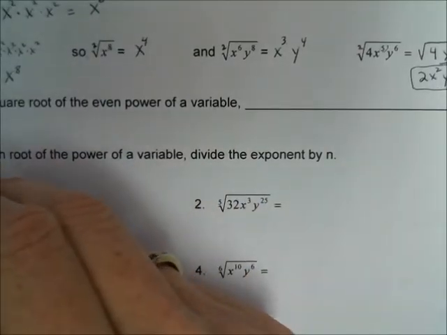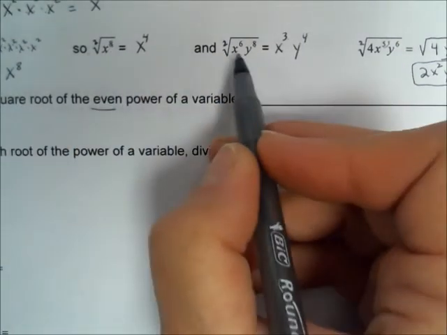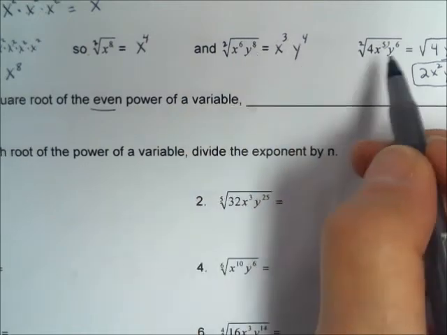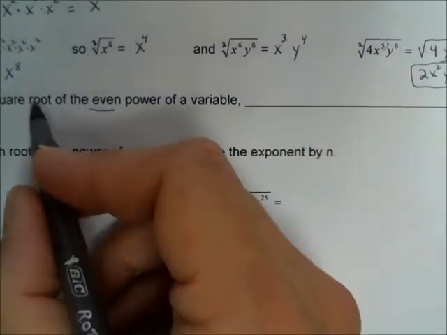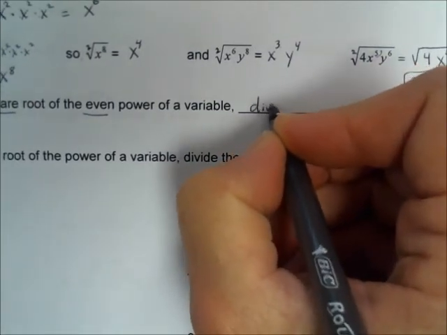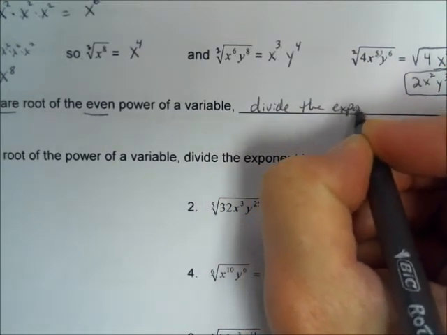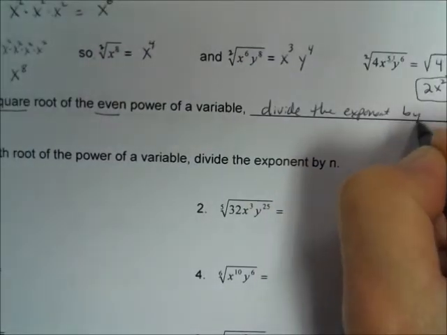So here's the summary. To take the square root of an even power, like x to the 8th, x to the 6th, y to the 6th, to take the square root of an even power of the variable, you're just going to divide the exponent by 2, right?